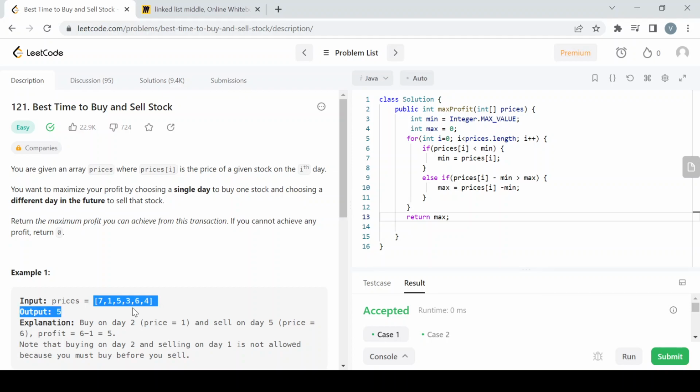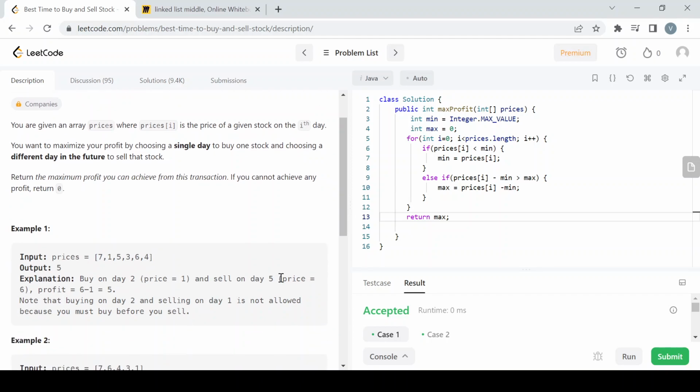7 1 5 3 6 4. The maximum profit I can get is if I buy on day 2 at price 1 and sell it on day 5 at price 6, and the profit will be 5. You have to note that buying on day 2 and selling on day 1, where the price was 7, which is greater than 6, is not acceptable, because we cannot sell on the previous day.